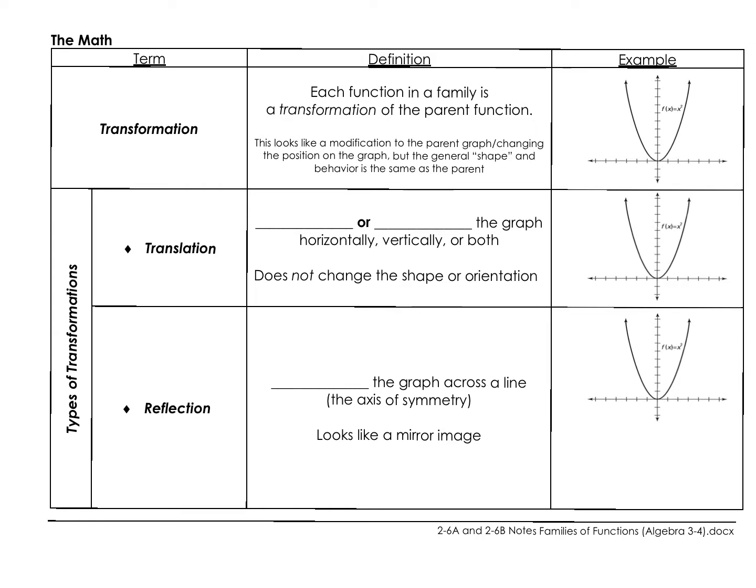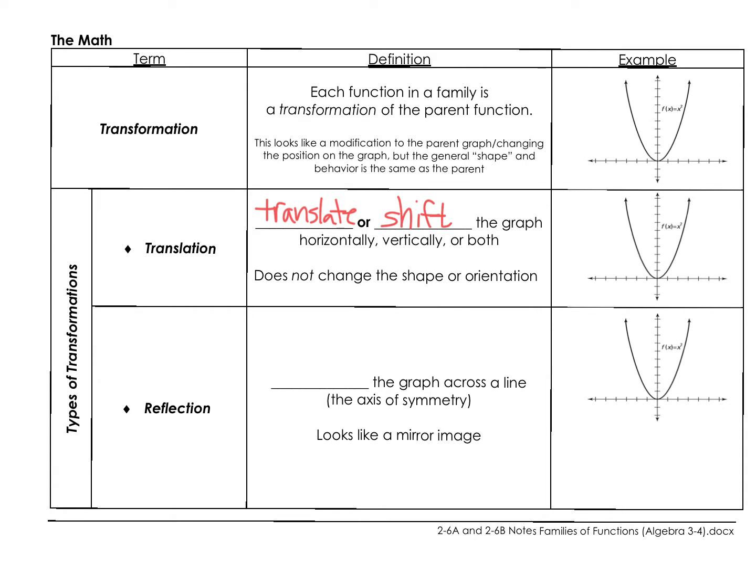So 2-6 is on families of functions. Today we're going to concentrate on transformations. We're going to take a parent function, and here you see y equals x squared, which is the quadratic function family. And we are going to translate or shift the graph horizontally, which is right or left, vertically, which is up or down, or both.